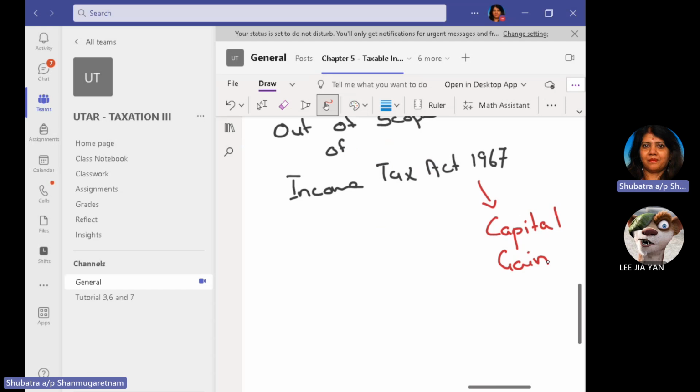But come next year, I cannot guarantee you this. Budget 2023, they already said they are going to introduce capital gains tax. It will not be under your income tax. It will be another act altogether. All right? Or they may amend your income tax to tax capital gains. We don't know, but capital gains tax will be introduced very, very soon. So at this point of time, at this very moment, capital gains are not taxable. All right?